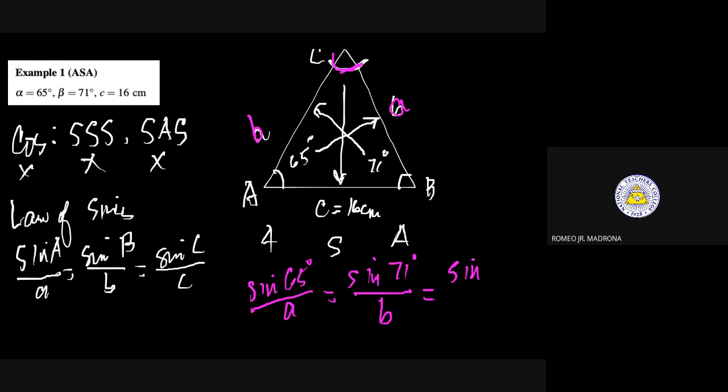What's the value of angle C? 65 plus 71 is 136, so 44. Very good. Buti naman may nakikinig, may buhay pa, no? Kaka-start lang natin eh. Okay, and the side C is 16 centimeters.